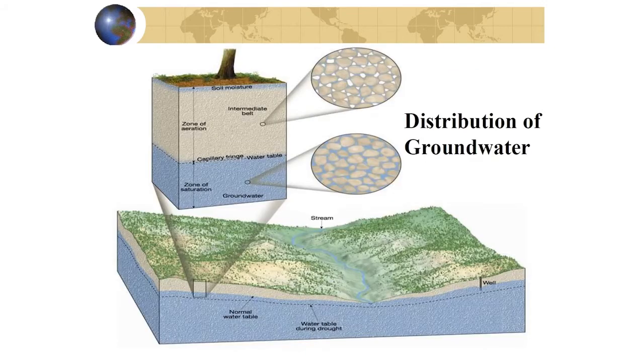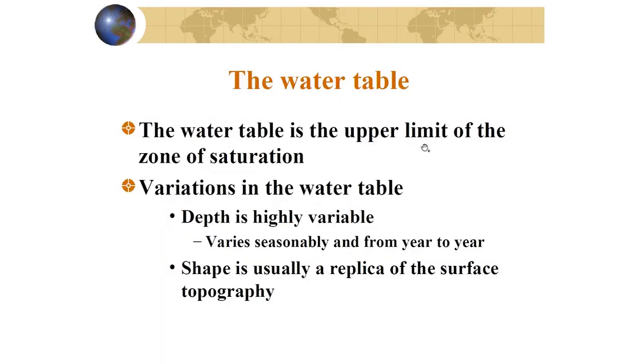And this is how we can show it. This is the zone of saturation, this is the capillary fringe zone, in between we have the intermediate belt or intermediate zone, then we have the zone of soil moisture, and this is the zone of aeration. Here we have the zone of saturation. This is the water table here, and the water will be available in the pore space between the grains. And the water table is the upper limit of the zone of saturation.